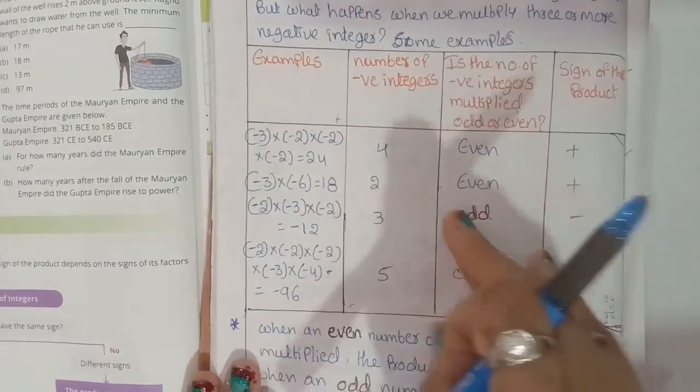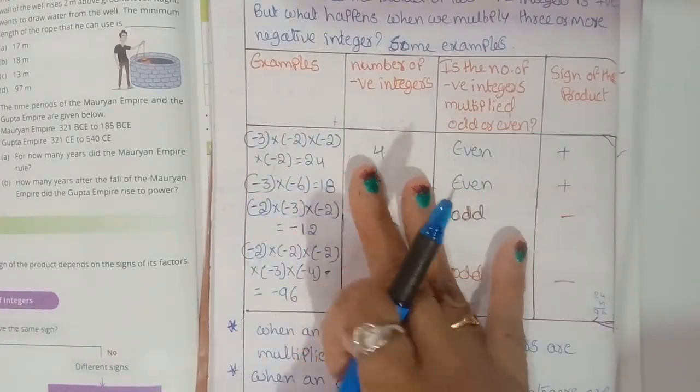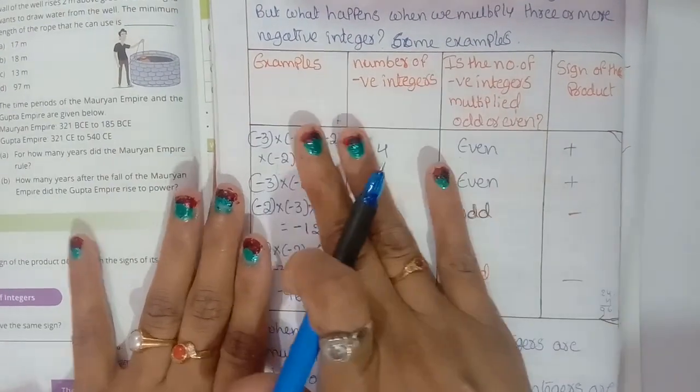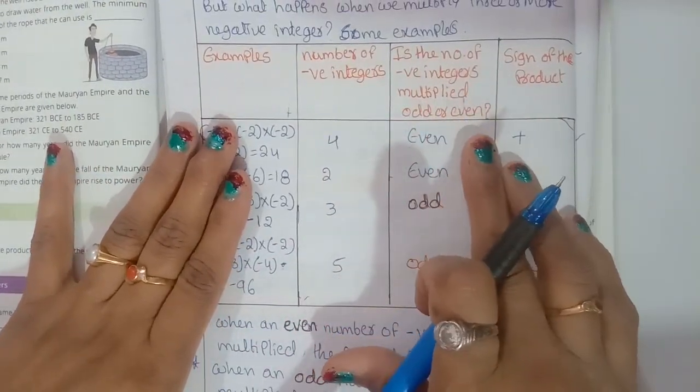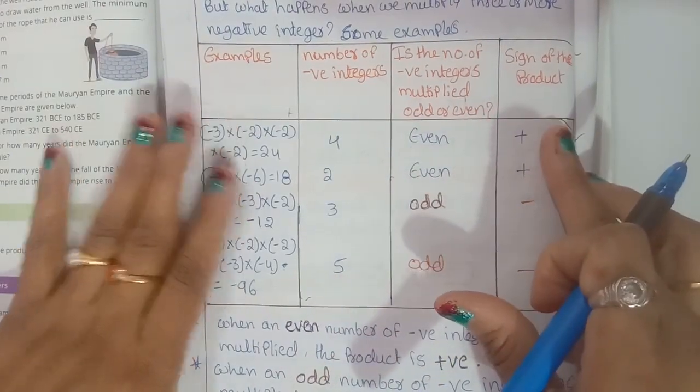Some examples today we will learn, in a table form. The table has examples, the number of negative integers, whether the number of negative integers multiplied is odd or even, and the sign of the product.